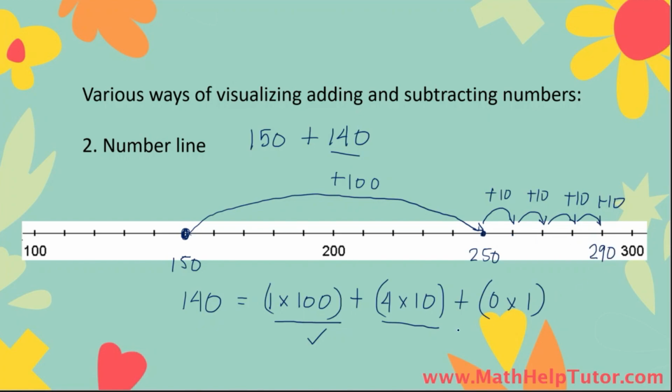Do we need to add more ones? No, because there are no ones. There are 0 ones. So we're done with the tens and we are done with the ones. So after jumping, or what we call skip counting, we know now that 150 plus 140 is equal to 290. So what we did is we skip counted by 140, and to make it easier for us, we followed the expanded form of 140. So we added 100, and then 4 tens, and then no ones. That's why we arrived at the answer 290.